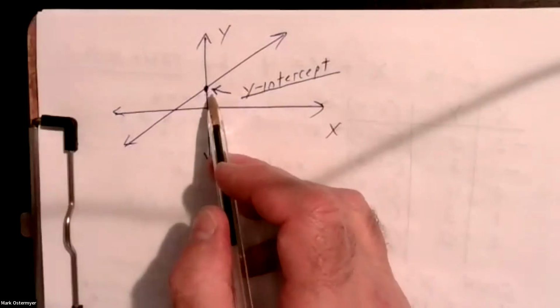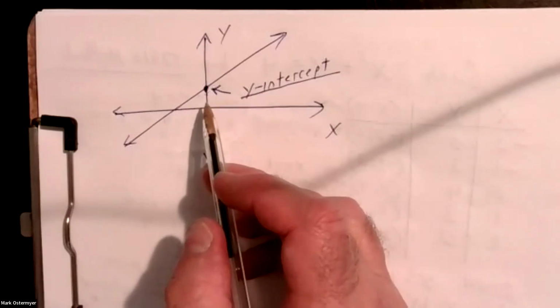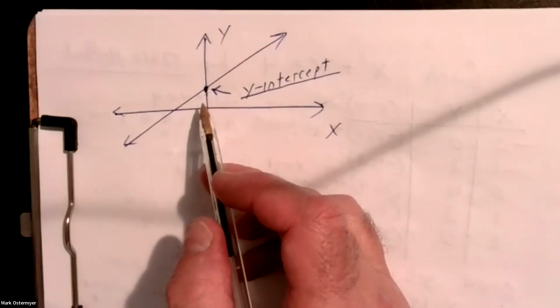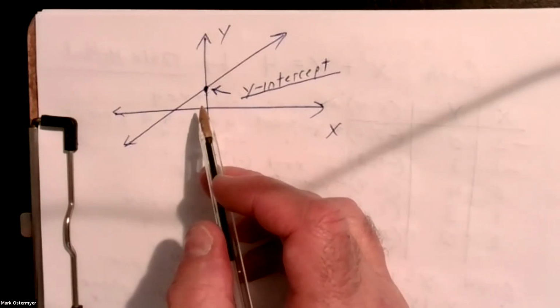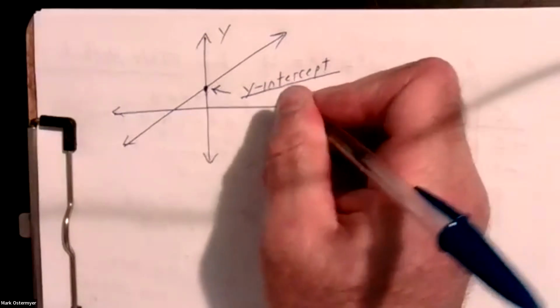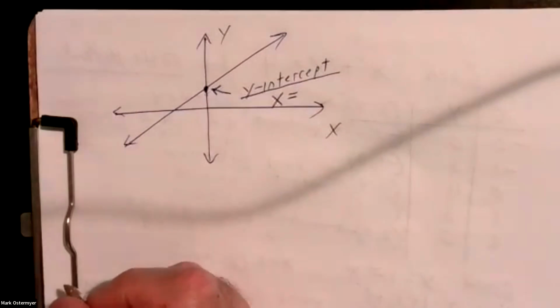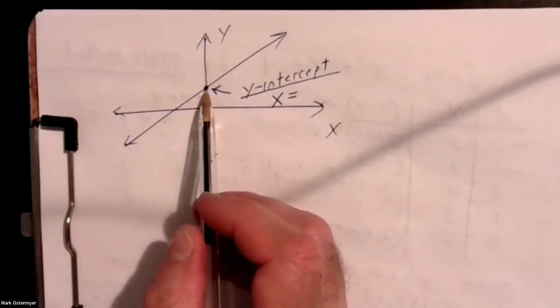Notice, in order to be a y-intercept, a point has to lie on the y-axis. And any point that lies on the y-axis must always have an x-coordinate that's equal to what? What do you think the x-coordinate has to be for a y-intercept if it's to be a point on the y-axis?